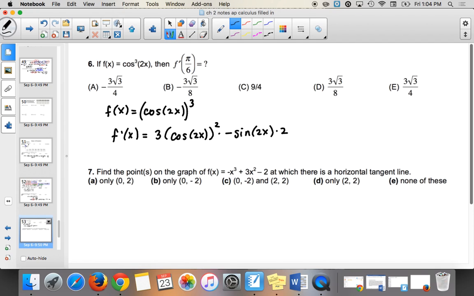Times 2. So when you're taking the derivative of cosine of 2x, that's like restarting the problem and saying, okay, now I have cosine of 2x. What's its derivative? Well, it's in the form cosine of u. So cosine of u's derivative is negative sine of u du. So that's what we're doing.